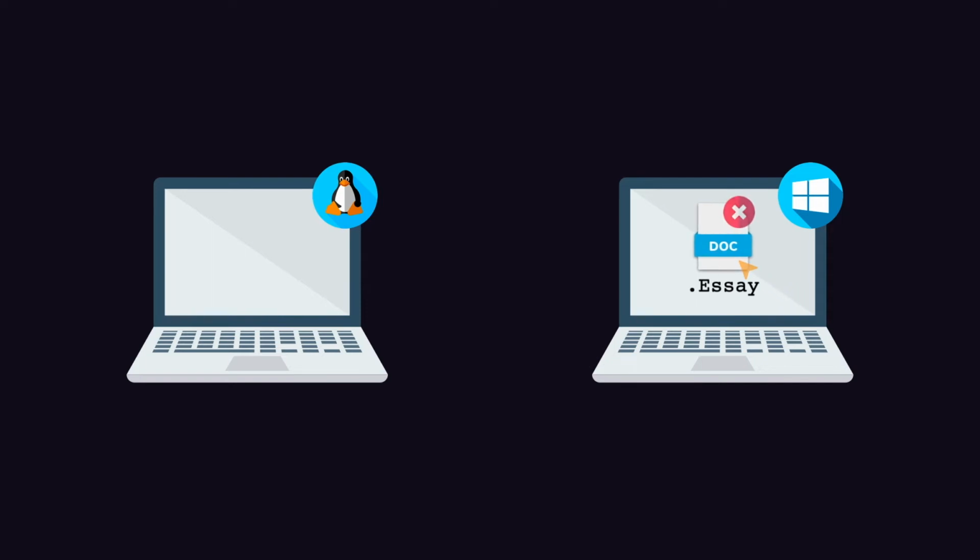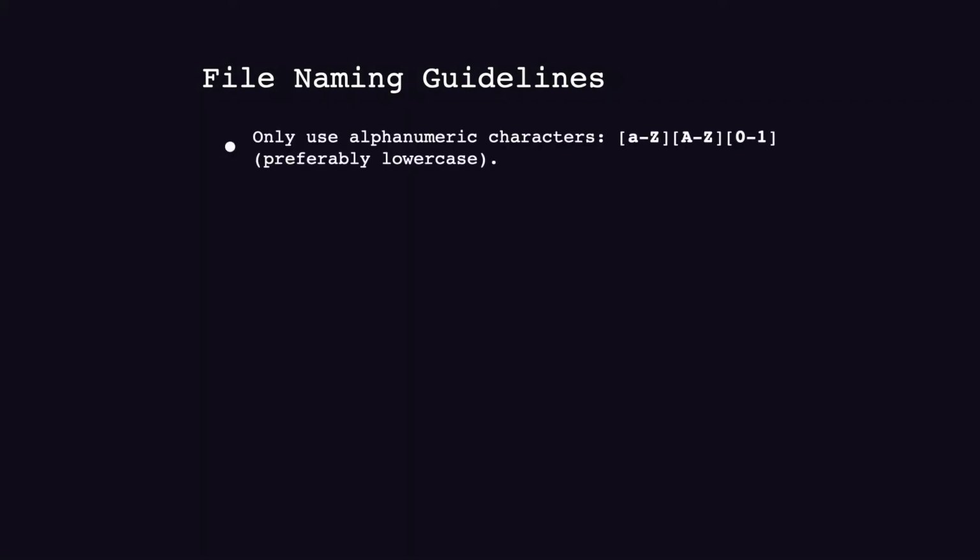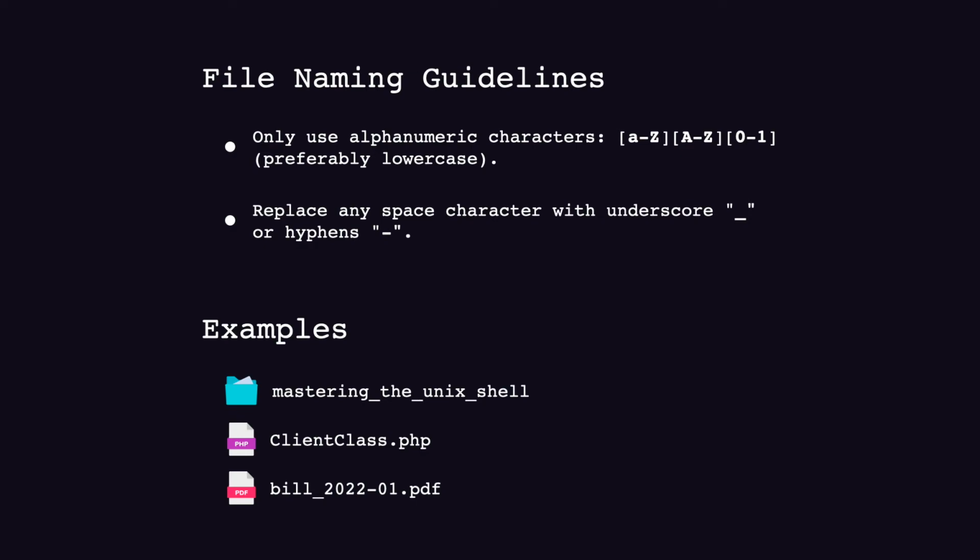Yet another more practical reason for only using underscores and hyphens is that it's extremely cumbersome to handle space escaping correctly in scripting languages. If we had created this directory with spaces, we would have had to escape every single space character in order to navigate into it or reference it, which is really annoying. So the general rules you should start following as of now when it comes to naming is to only use alphanumeric characters, preferably lowercase, and to replace any space character with underscore or hyphens.